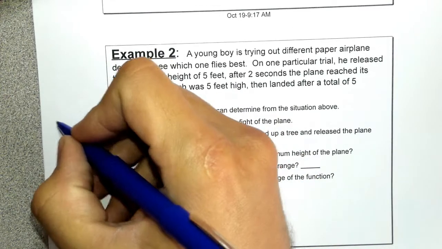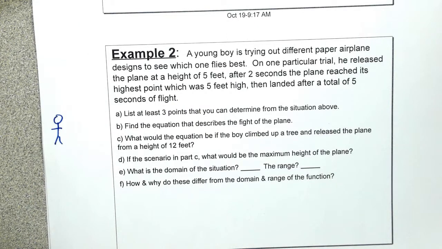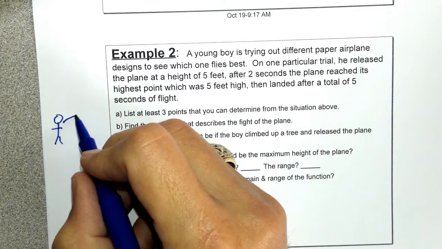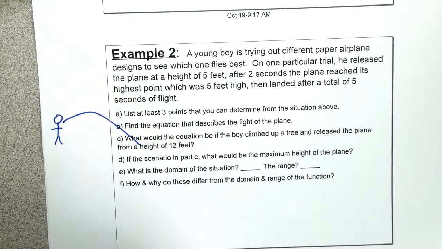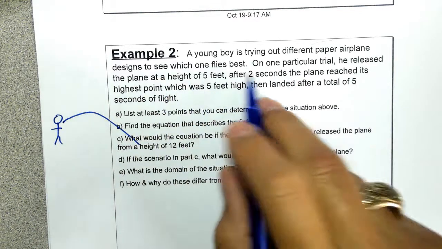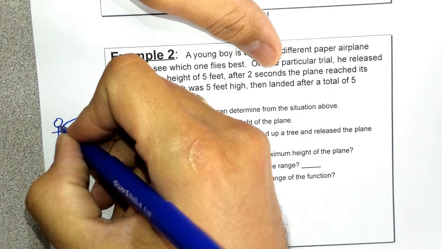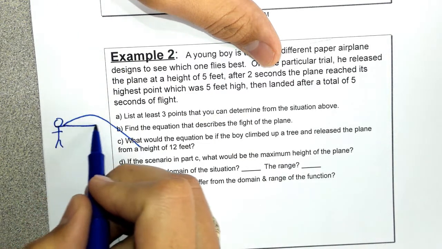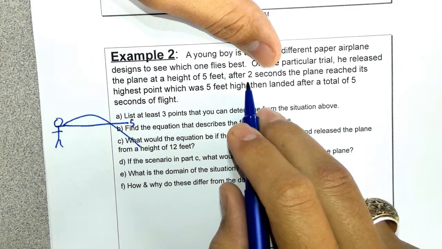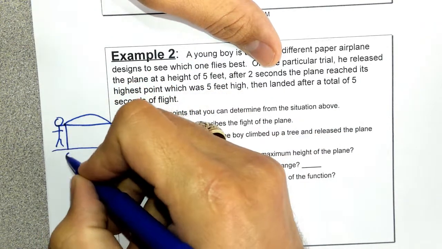Let's draw a little picture. So we have a boy throwing paper airplanes. You throw a paper airplane, it kind of goes up and then falls down. It says one particular trial, he released the plane at 5 feet. So this height right here is going to be 5 feet. So there's my release. So that's going to be 0 seconds.